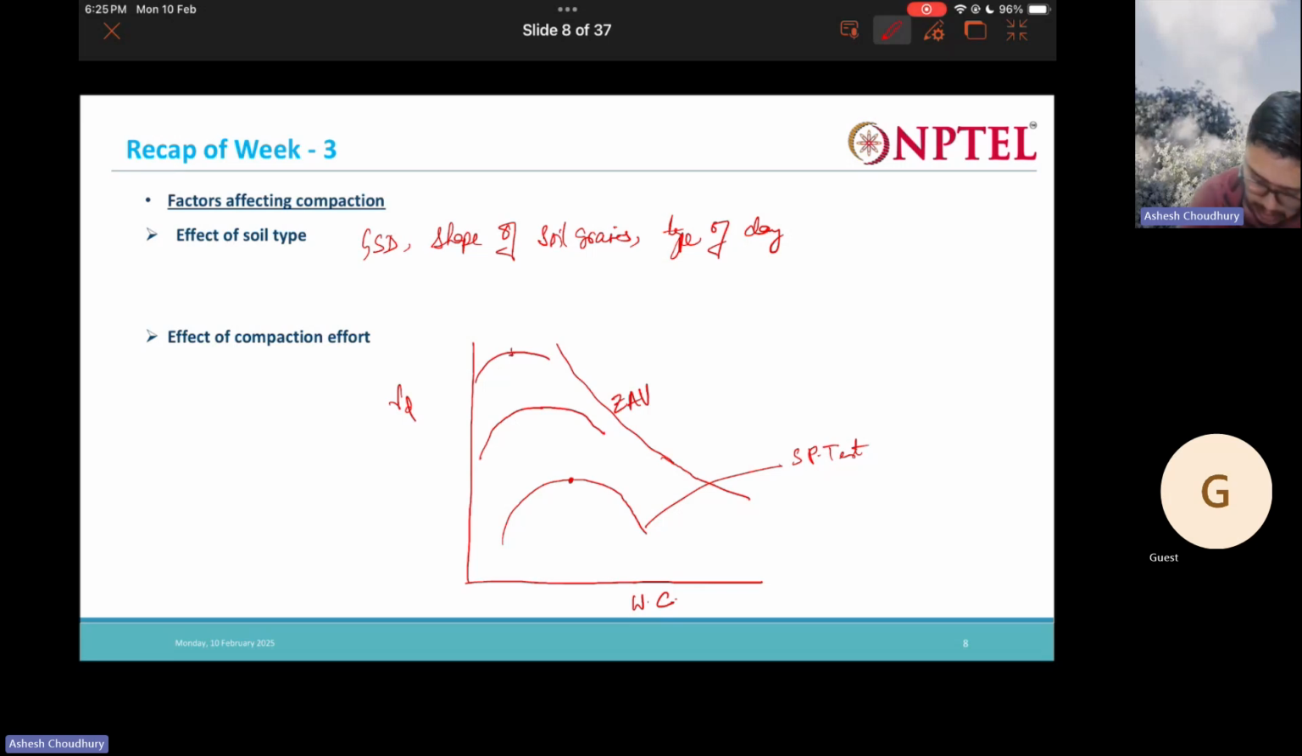So you can join one line known as the line of optimums. So as you increase the compactive effort, at lower water content, at lower moisture content, you are going to achieve a higher maximum dry density. That is the thing.